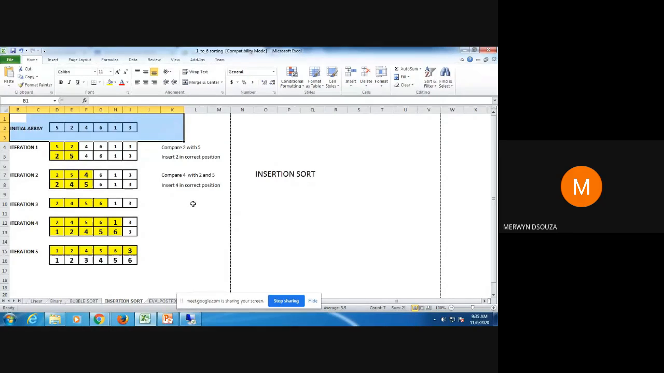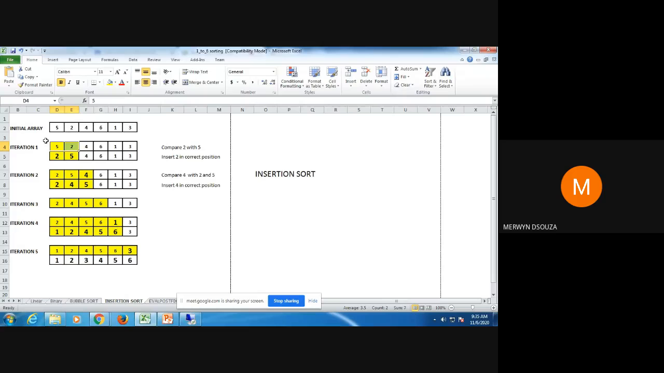So insertion sort will require n minus 1 comparisons to get your output. If you're given 6 elements, it will require 5 iterations to get your proper output. The way it works is, in iteration 1, you compare the first 2 elements in your array.